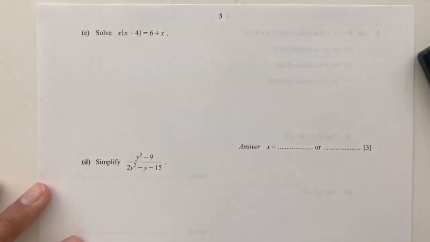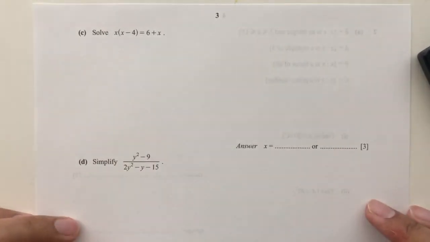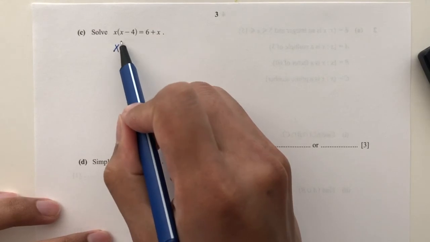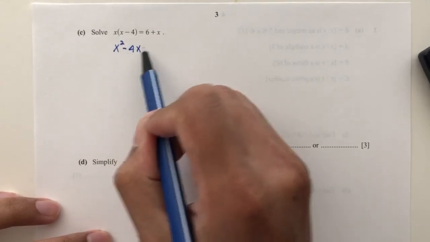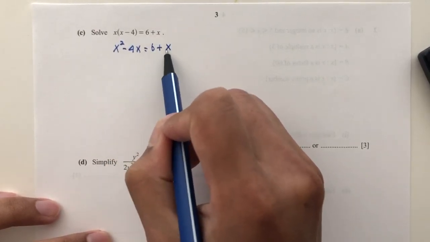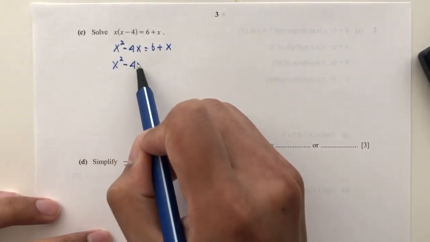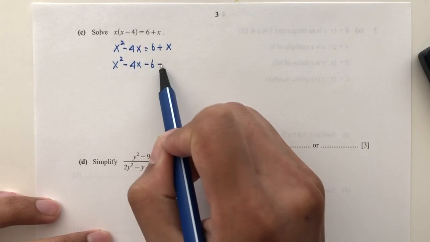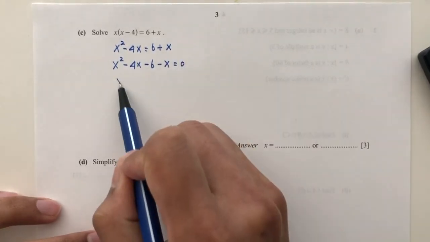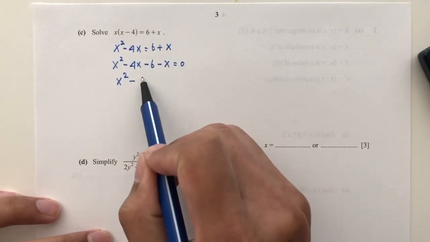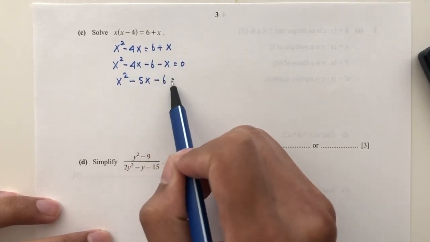Now let's move on to part C. Here we have to solve this one. So we have to find the value of x. So let's expand. You will have x squared minus 4x equal to 6 plus x. Now bring everything to one side. You will have x squared minus 4x minus 6 minus x equal to 0. Now we simplify. We'll have minus 4x minus 1x, which is minus 5x, minus 6 equal to 0.